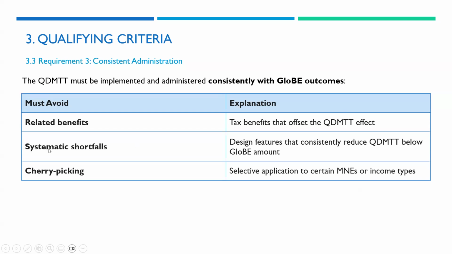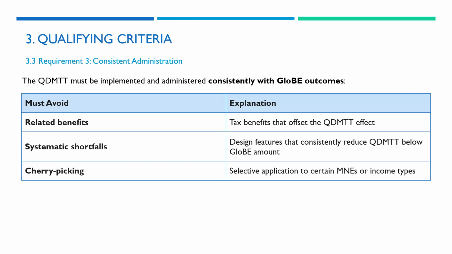So there should not be any systematic shortfall. What it basically means is that the DMTT rule should not have any design features that consistently reduce the QDMTT below the GloBE amount. You can't play with the rules and plan shortfalls, where you say, okay, we are keeping a 15% minimum rate, but if you apply the rules, you will always get less than what you would pay under the normal group rules. So you can't have such systematic shortfalls, and you can't use cherry picking.